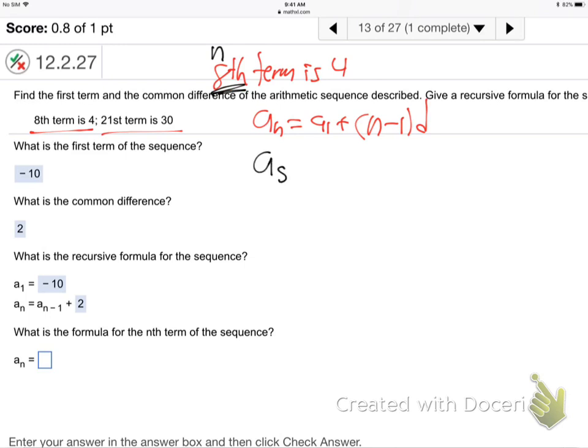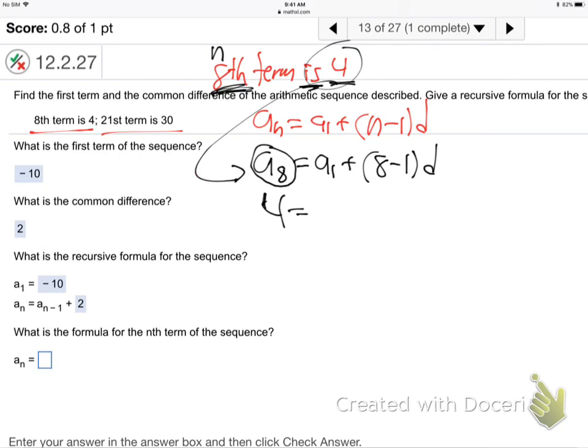So A sub n is A sub 8. A sub 1. n is 8. d. Good to there so far? I just plugged in 8 for n, because 8th, that's my ordinal, that's n. Now, what is this right here? A sub 8. That means the 8th term, doesn't it? And what is the 8th term? It is 4, so I can just replace that with 4. A sub 8 is 4. They're telling me it is. And 8 minus 1, that's 7. So I get to there. Good to there? See what I did?